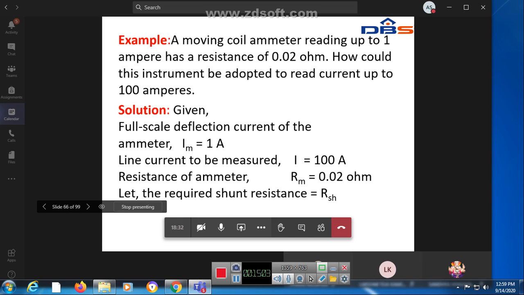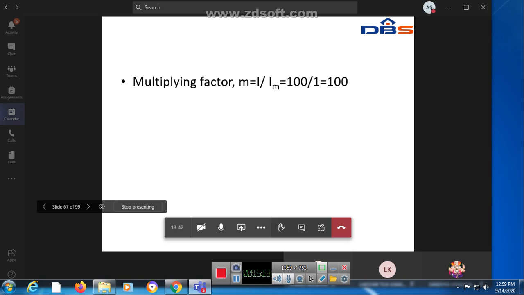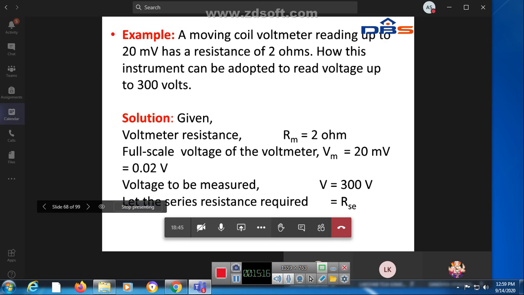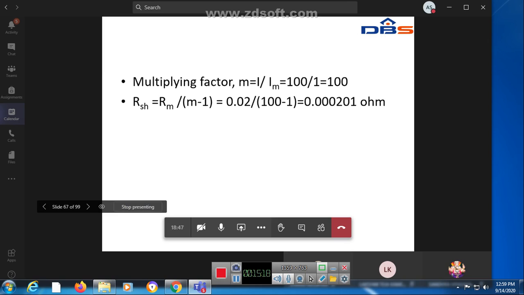The line current to be measured is 100 amperes. The resistance of the ammeter is given as 0.02 ohms. Now you have to find the required shunt resistance RSH. For an ammeter, the formula is Rm by m minus 1. Rm is given, but we don't know m. The formula for m is I by Im. The current to be measured is 100 amperes and Im is 1 ampere, so m becomes 100.